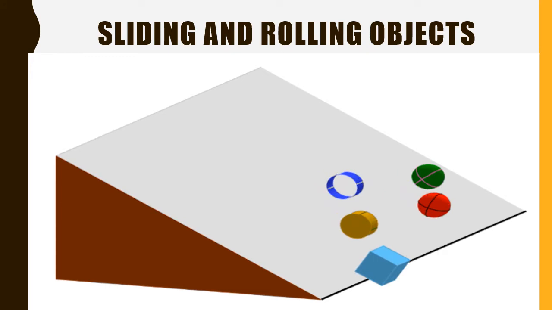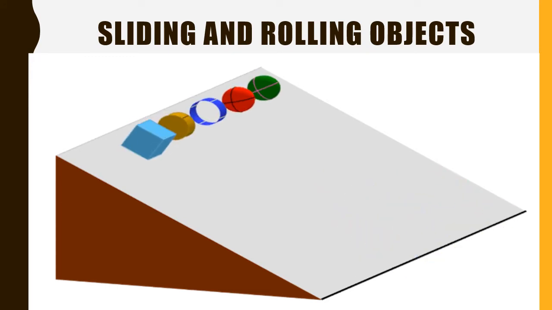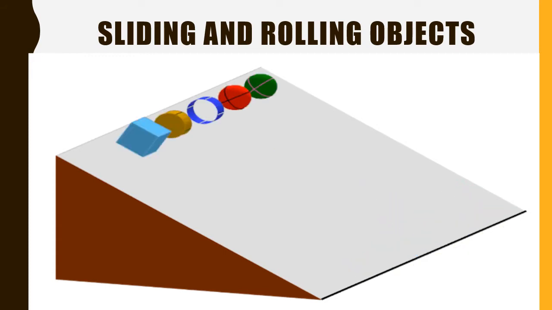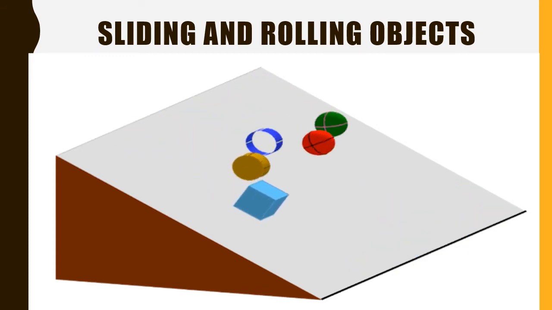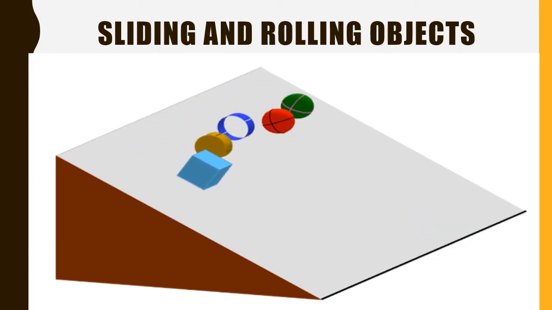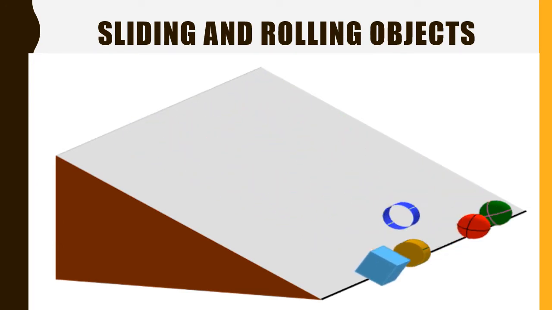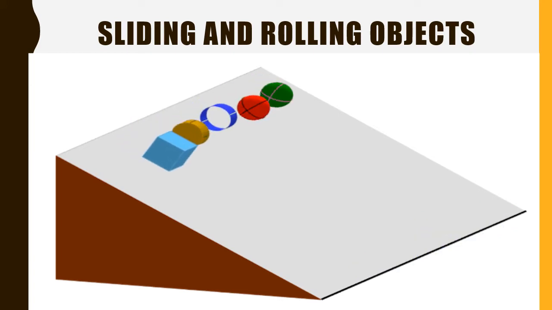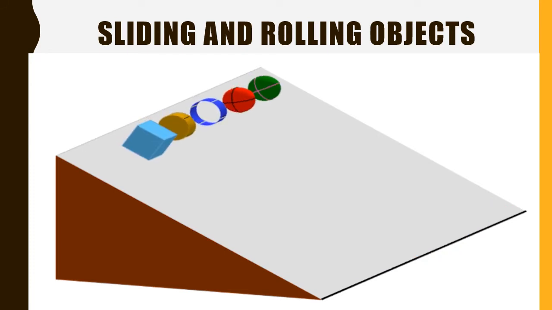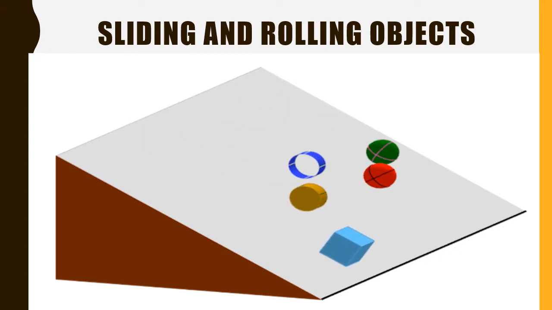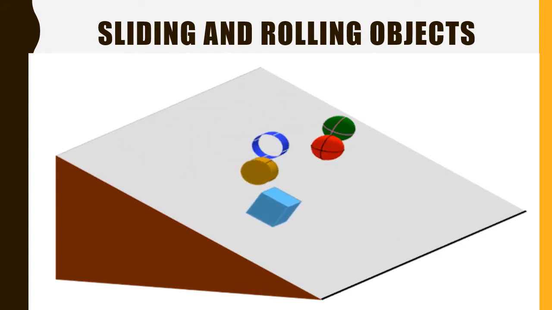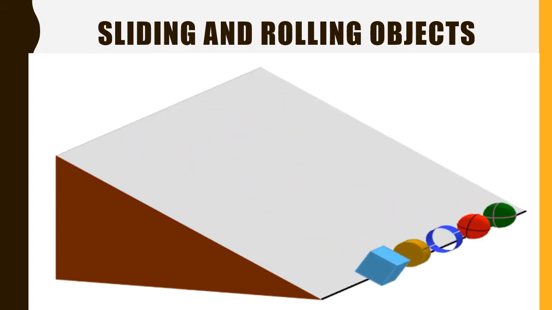Now children, just see this picture. Just see that there are many objects here. Some objects are rolling while one object is sliding. If you see the first object, it is sliding. Why is it sliding and not rolling? Because it has all plane faces. So the objects that have plane faces, they slide.